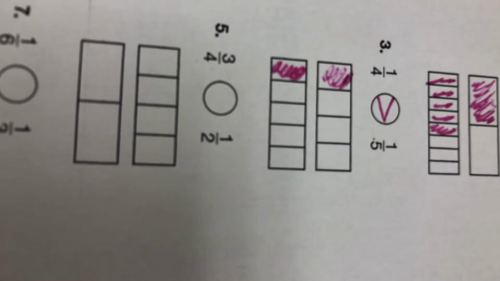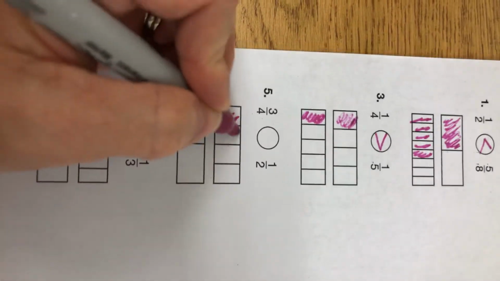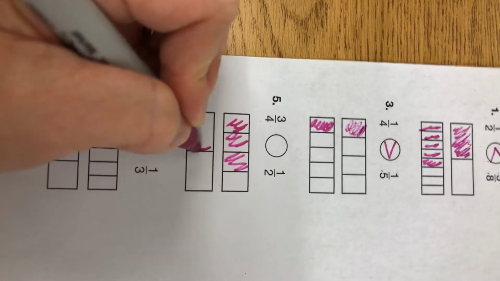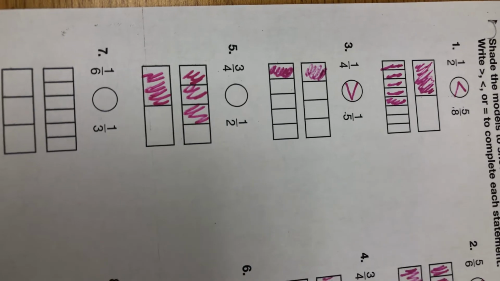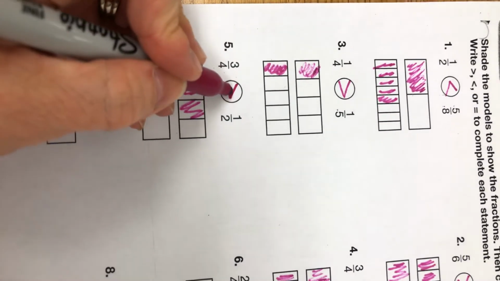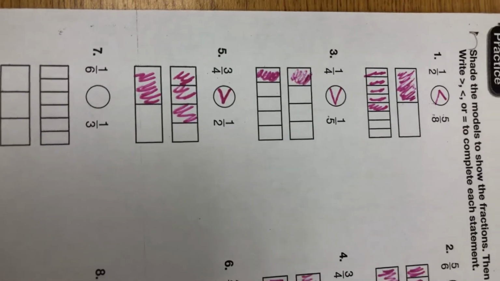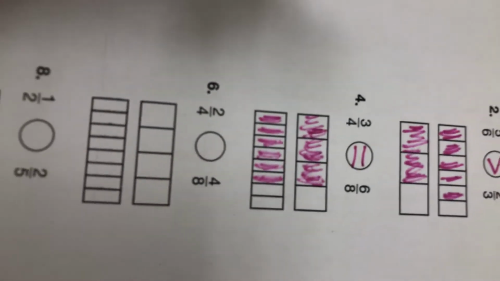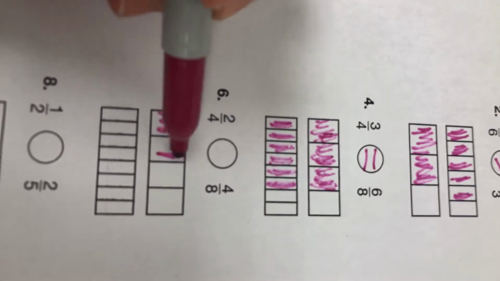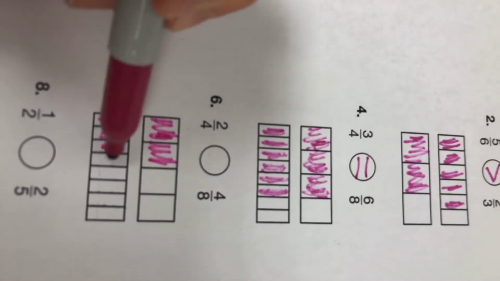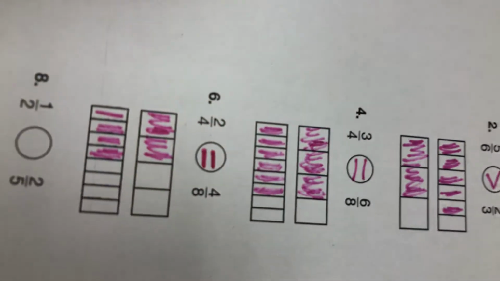Okay, now we have number 5. We can do 3/4 and 1/2. We can see that 3/4 is larger, so 3/4 is greater than 1/2. Remember that sign needs to open up to your larger number. So 2/4 and 4/8. 2/4. And again, we see that those are also equivalent.